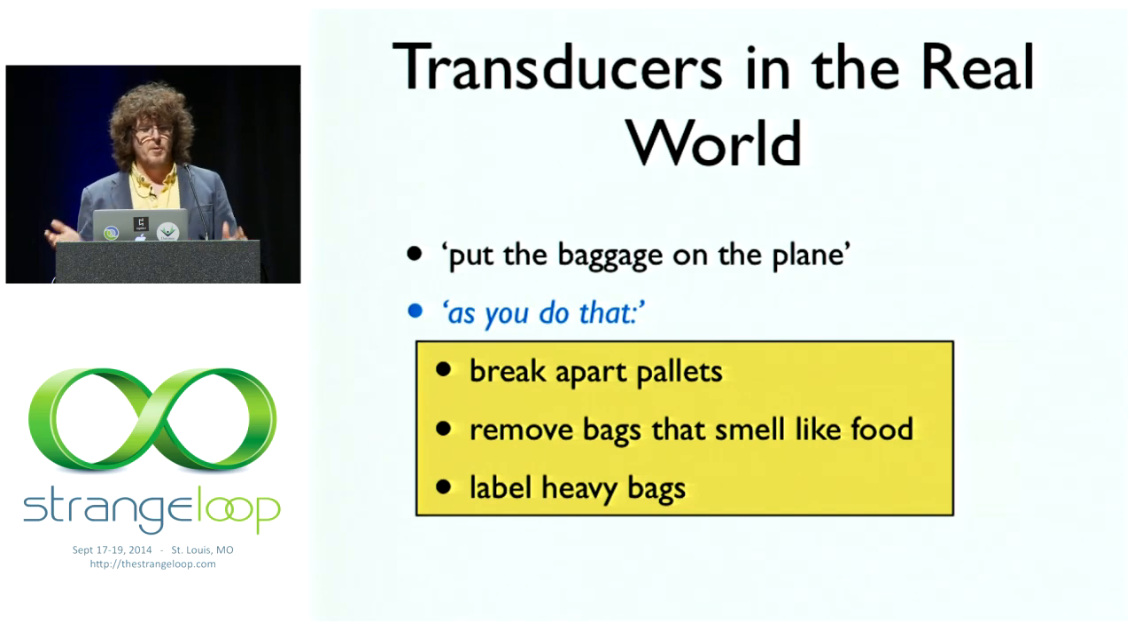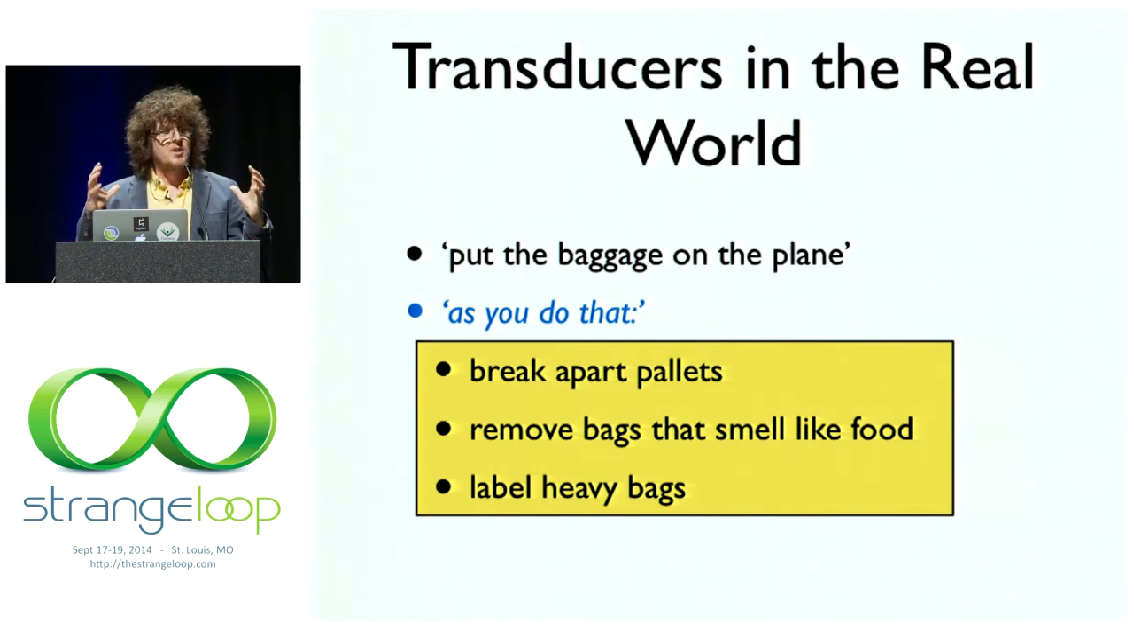We want to break them apart, so now we have individual pieces of luggage. We want to smell each bag and see if it smells like food. If it smells like food, we don't want to put it on the plane. And then we want to take the bags and see if they're heavy, and we want to label them. Right? That's what you have to do.